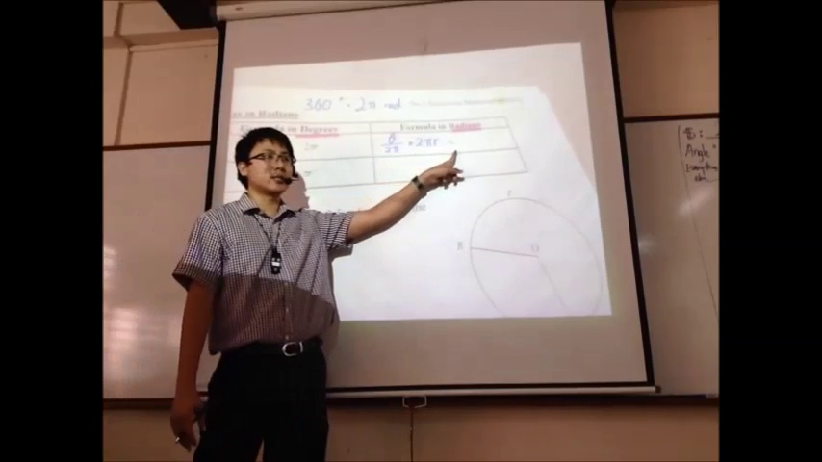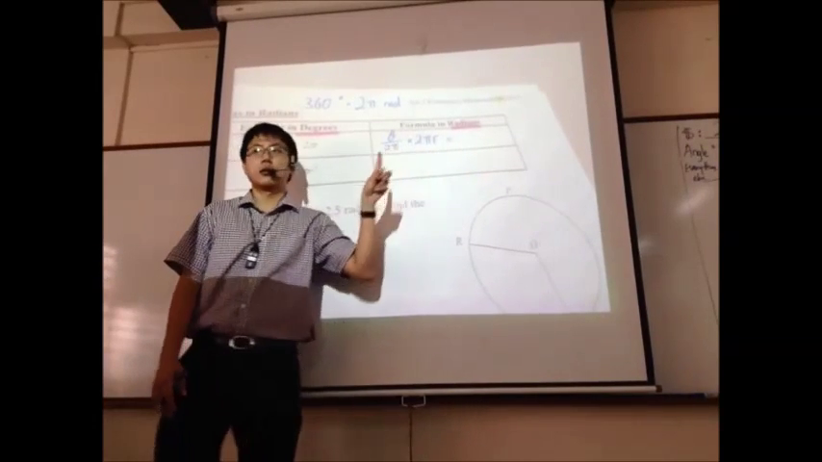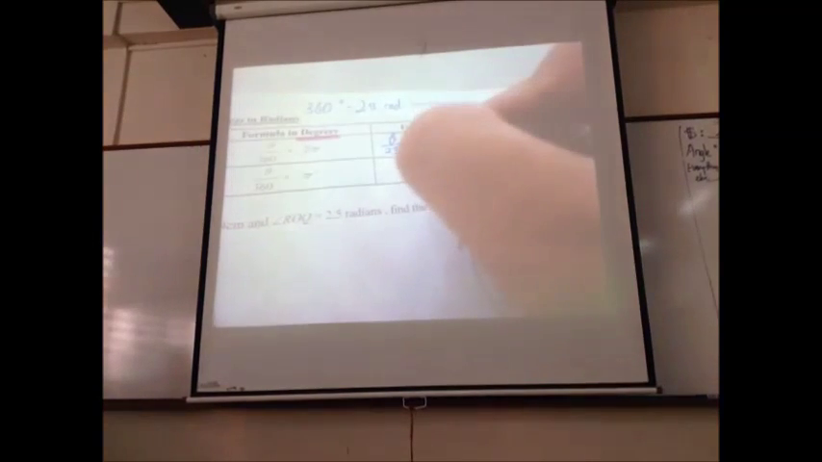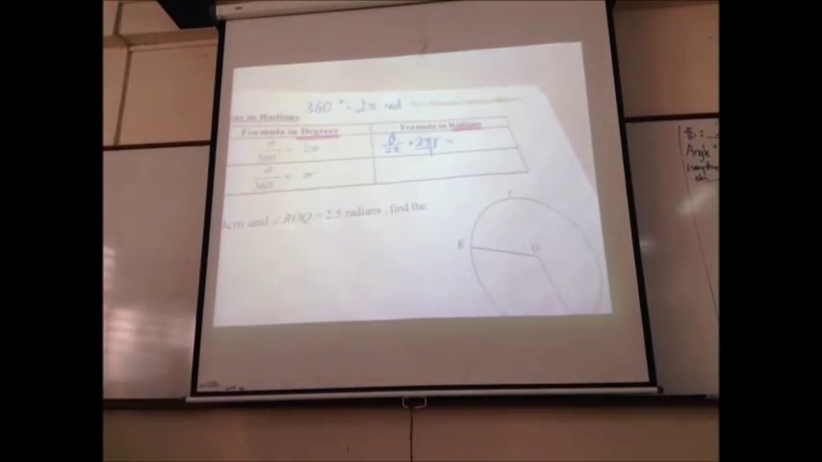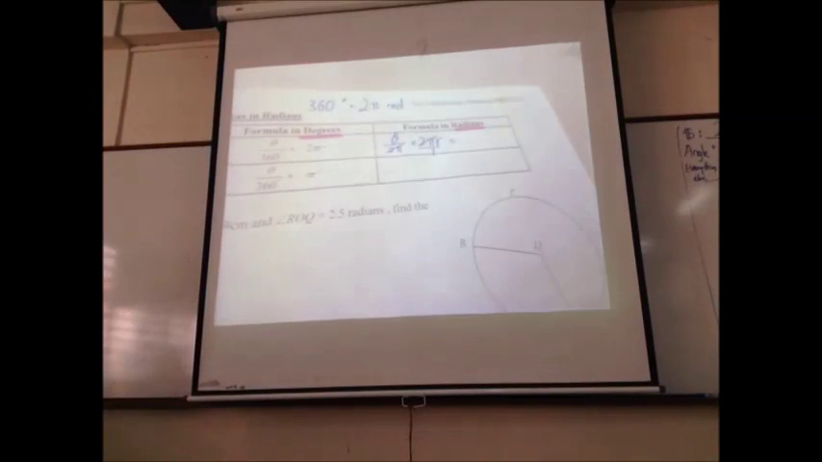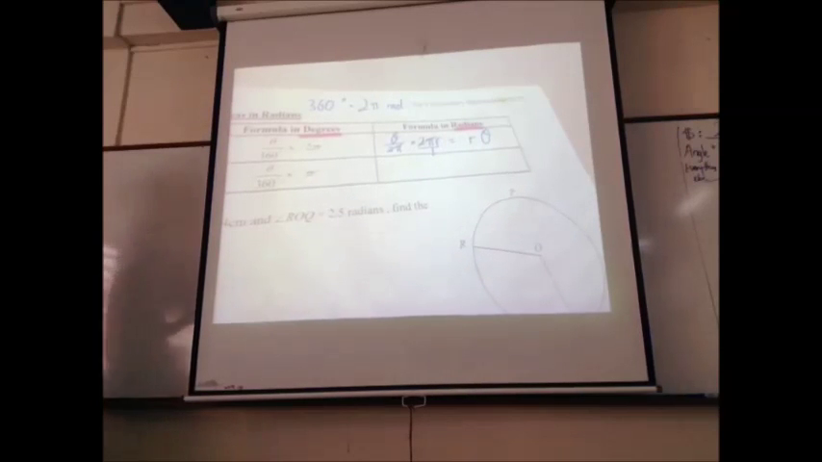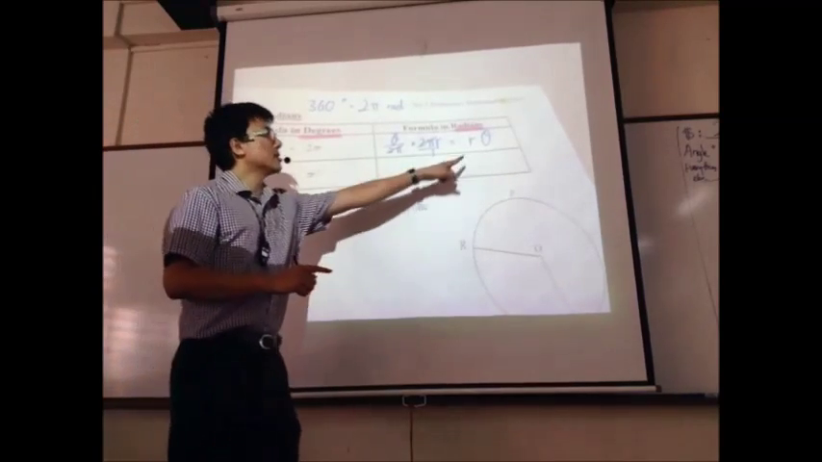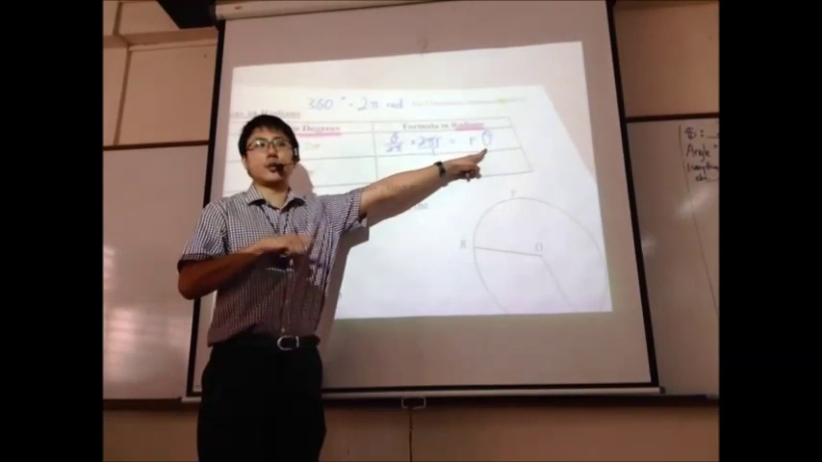Tell me, can I cancel anything? Can. I cancel what? 2 pi. So this is like over 1. So I do a cancel, and it becomes what? r theta. Now, there is a very important thing to note. That is, this theta here is in degree or radian?